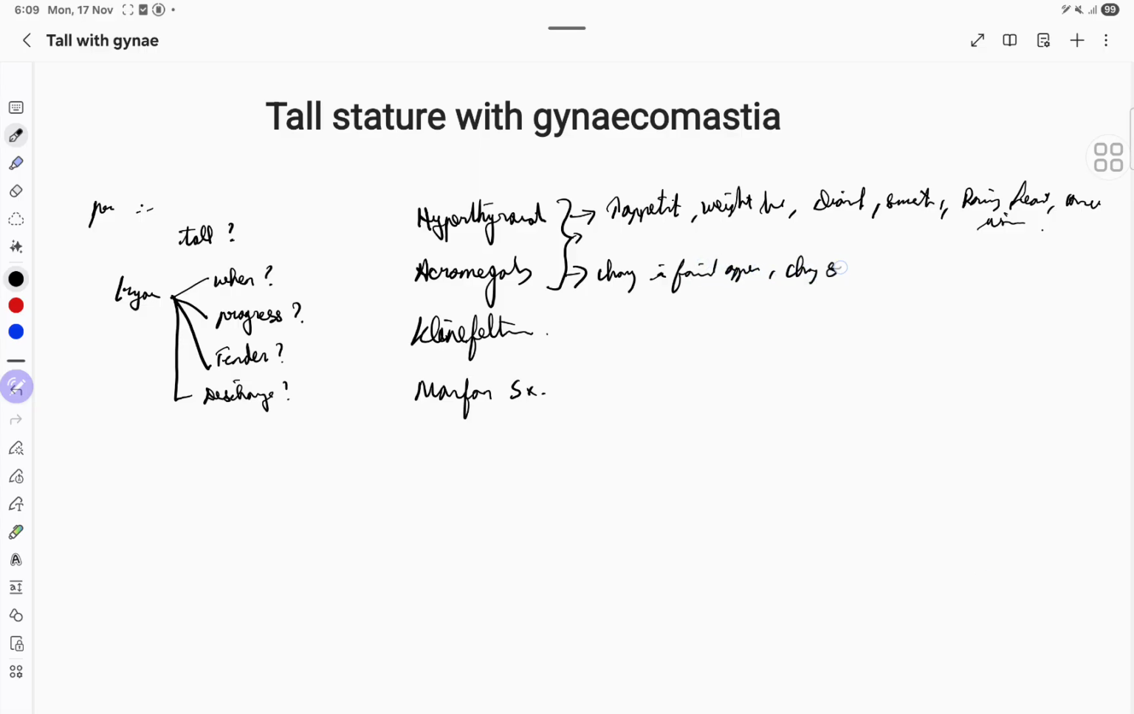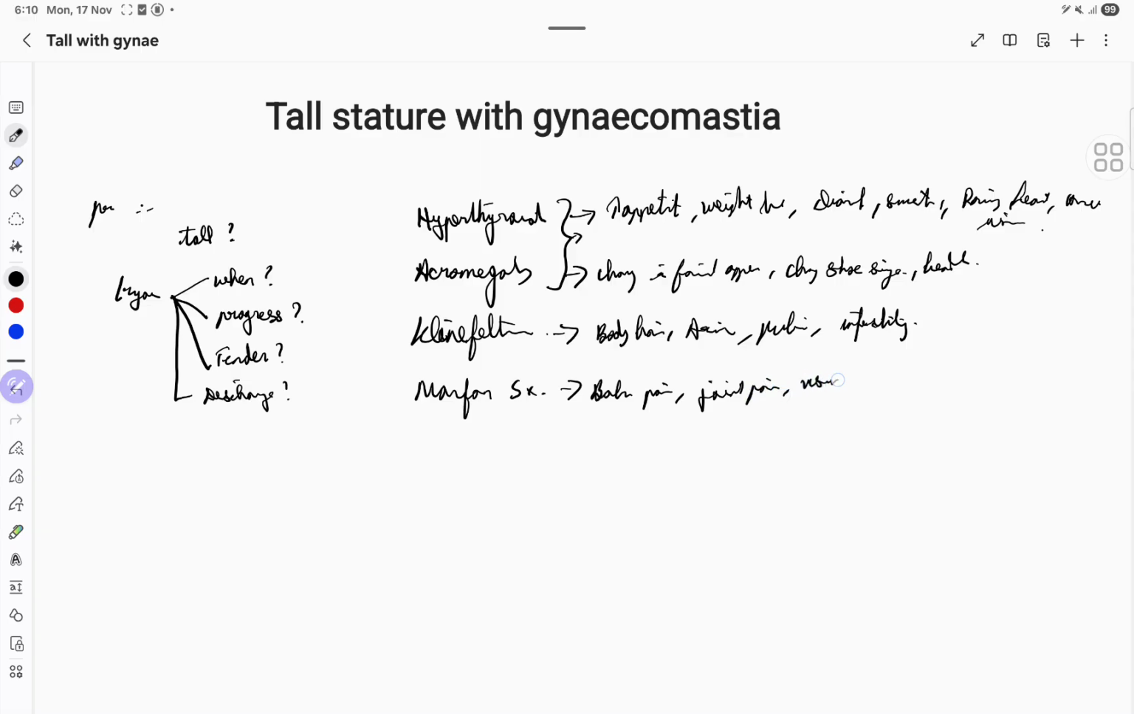For acromegaly, ask about change in facial appearance, change in shoe size, headache, everything. For Klinefelter, ask about the body hair, axillary hair, and pubic hair, and about a history of infertility. For Marfan, you generally ask about back pain, joint pain, and any visual disturbance such as myopia. Myopia is common in Marfan syndrome.